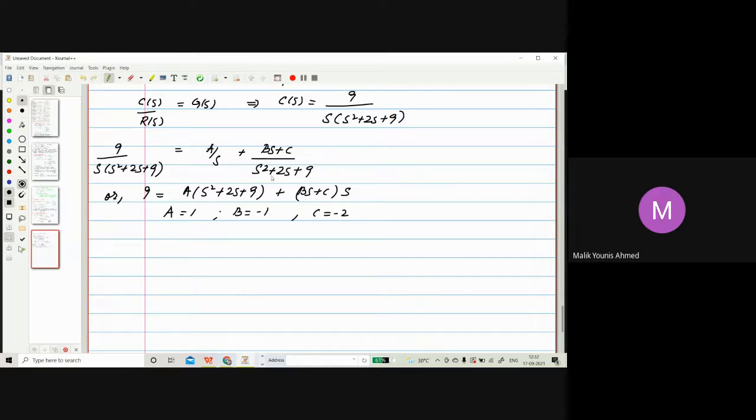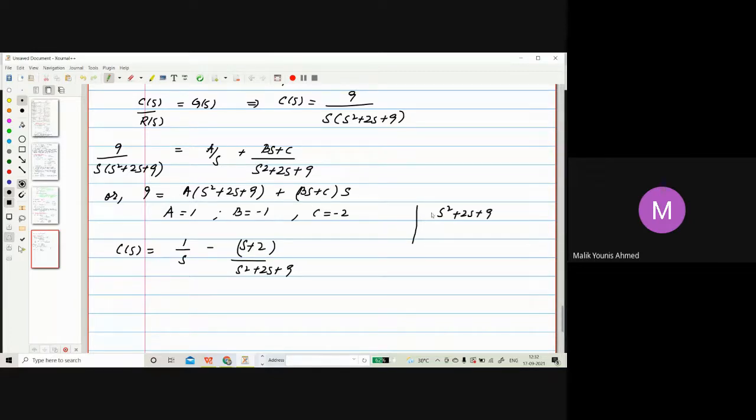Okay, now I want to make this C(s). What we will be getting here after substituting these values will be 1/s minus (s+2)/(s²+2s+9). Now I want to take the roots of this. So how do we do this? I hope you remember this from your 8th class.